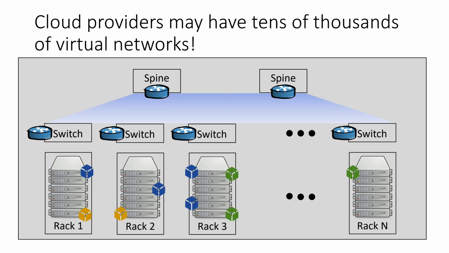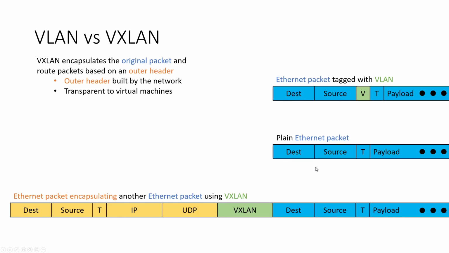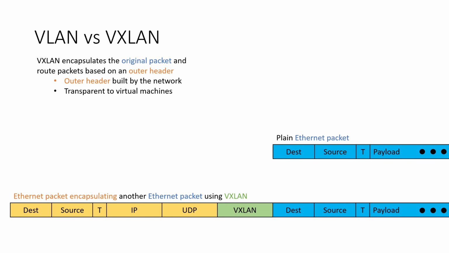So in the cloud, we actually use other technologies to virtualize networks. And one possible technology is VXLAN. So VXLAN is a little bit different from VLANs. Instead of tagging packets, VXLAN uses encapsulation. So here's our original Ethernet packet. When a virtual machine sends an Ethernet packet, VXLAN will take this original packet and put it into another packet. So here we have our packet. It's now the payload of this bigger packet that contains this VXLAN header.